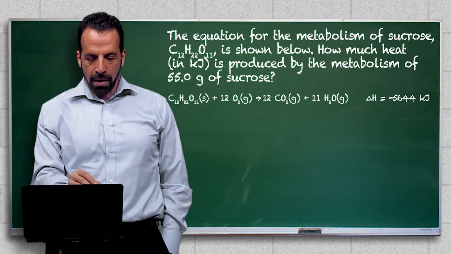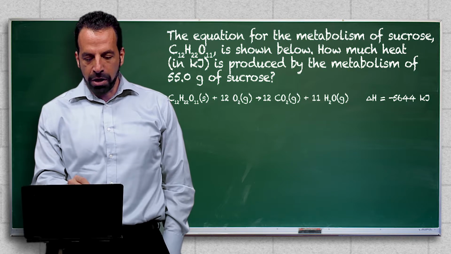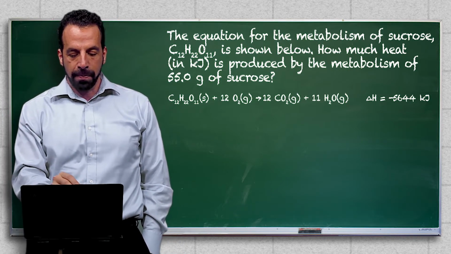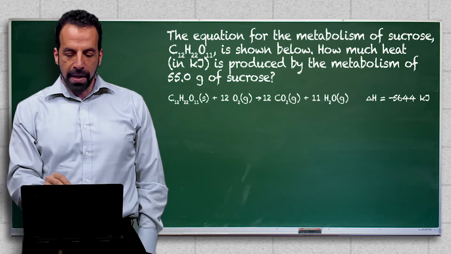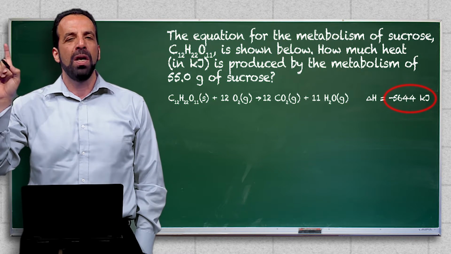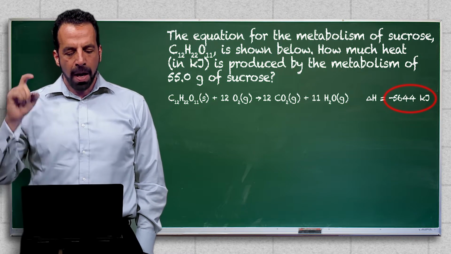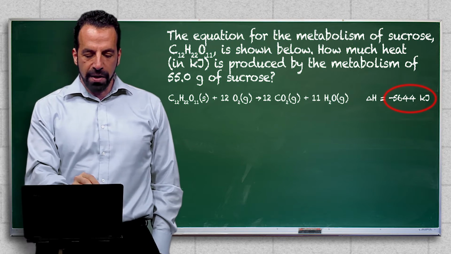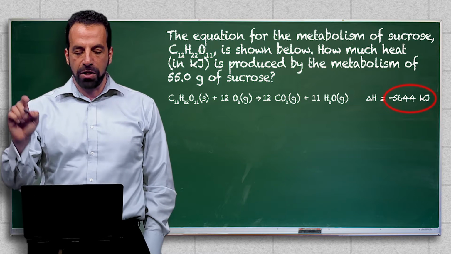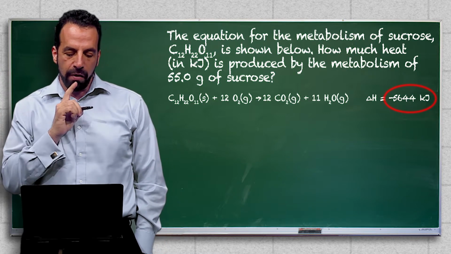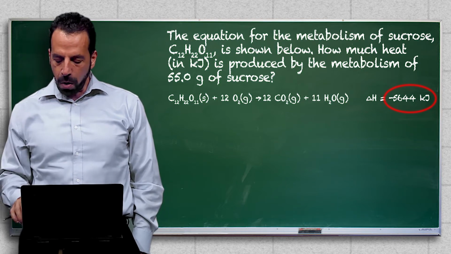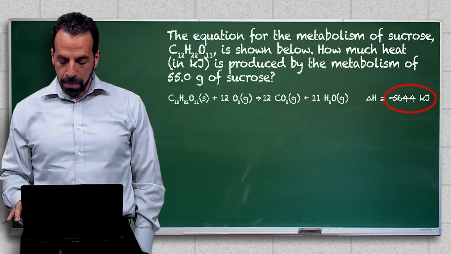So we have the equation. We have sucrose plus 12 moles of oxygen forms 12 moles of carbon dioxide gas, 11 moles of water, and then gives off 5,644 kilojoules of energy. Couple things. We're going to use these mole-to-mole ratios right here. So this means 1 mole of sucrose, 12 moles of oxygen, 12 CO2, 11 moles of water, and it's going to give us the 5,644 kilojoules.